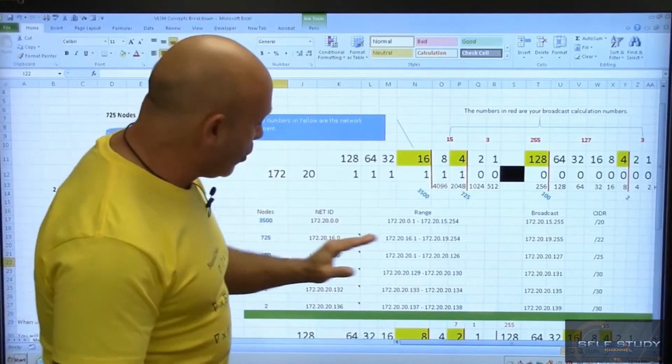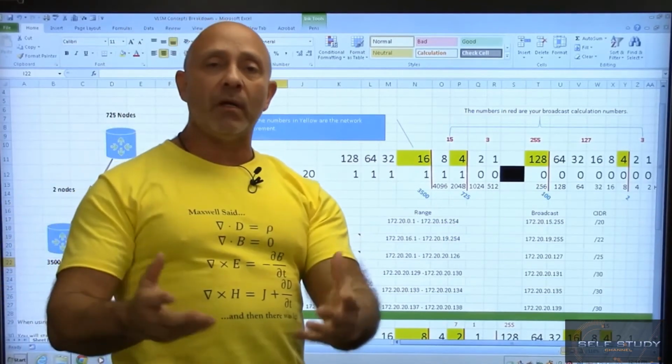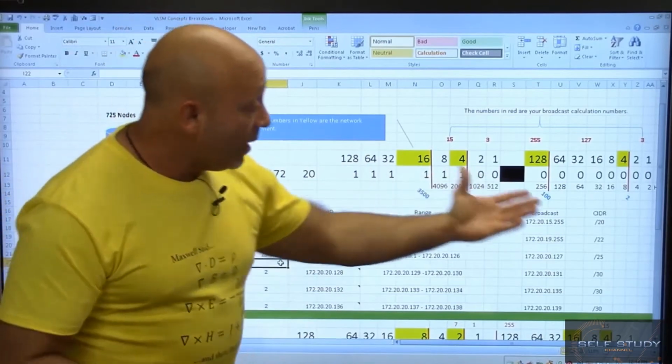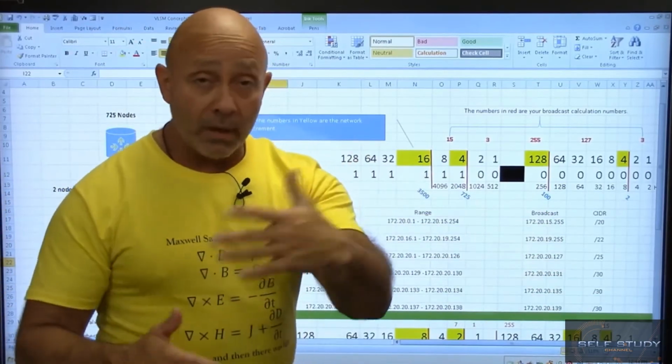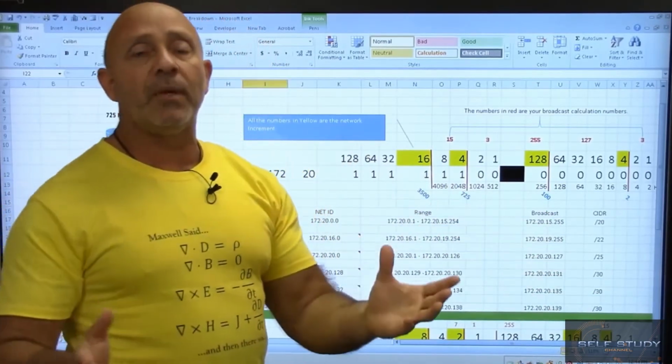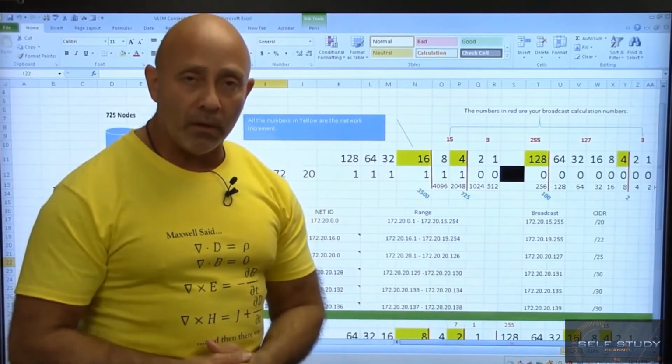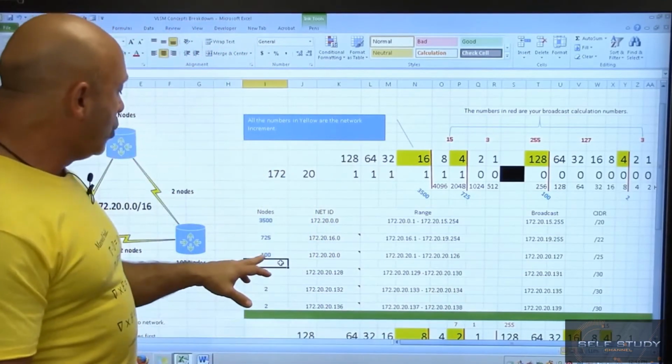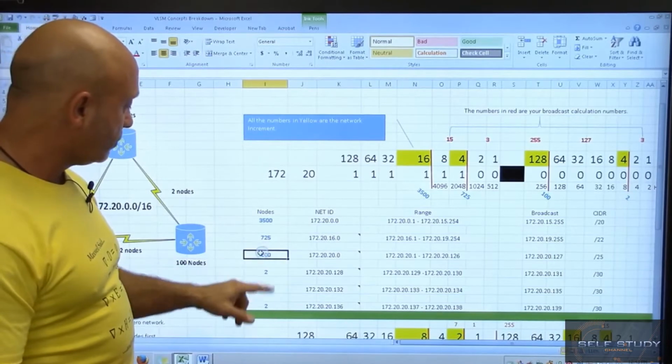So we already got rid of that. So you hand that to the administrator. Hey, here's your network ID. Here's your new mask. Do whatever it is that you need to do to assign IP addresses to your particular part of the enterprise. Now we do one for 100 nodes.